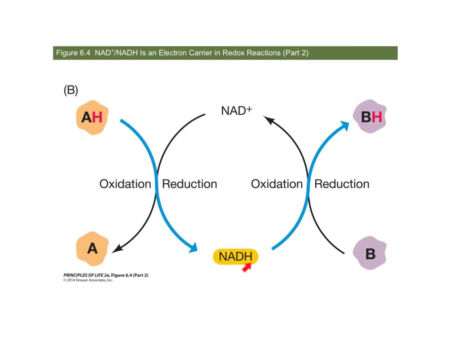NADH is then going to be able to take that hydrogen, which is just the proton and the electron, and donate it to another molecule, molecule B. Once NADH donates the hydrogen to molecule B, NADH is oxidized back to NAD+, and molecule B is now reduced because it now contains that hydrogen group. This cycle of NAD+ reduced to NADH and then oxidized back to NAD+ is a very important cycle that occurs during cell respiration.